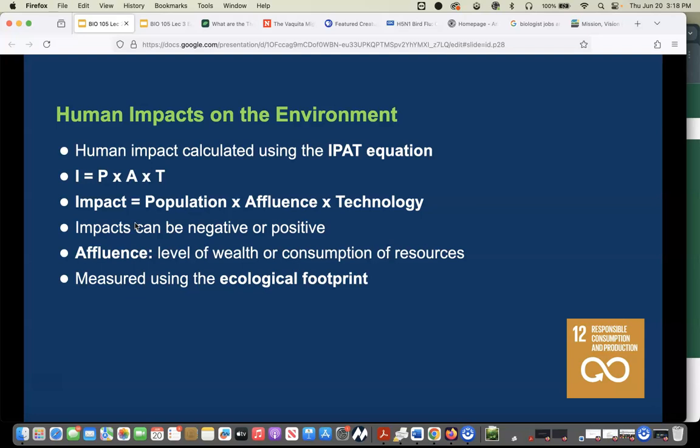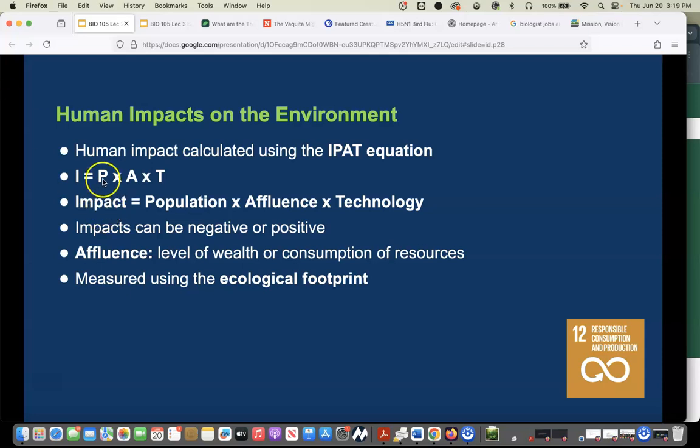One of the things that we can use to calculate human impacts in environmental science is something called IPAT. IPAT is where human impact can be calculated using the IPAT equation. IPAT was another environmental impact model developed in the early 1970s by scientists Paul Ehrlich and John Holdren. And this model shows us that the environmental impact, which is I, of human activities is the product of three major factors. One, P.